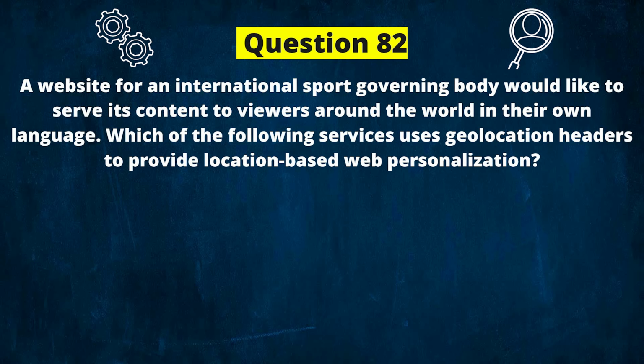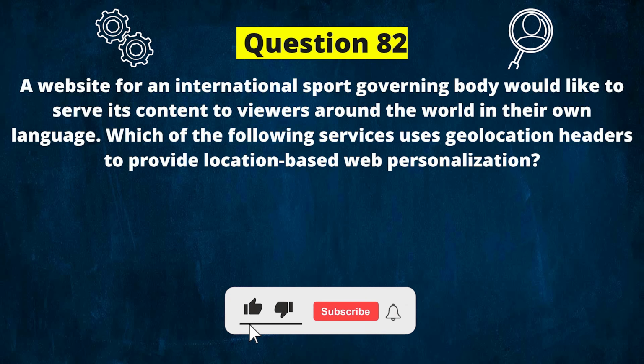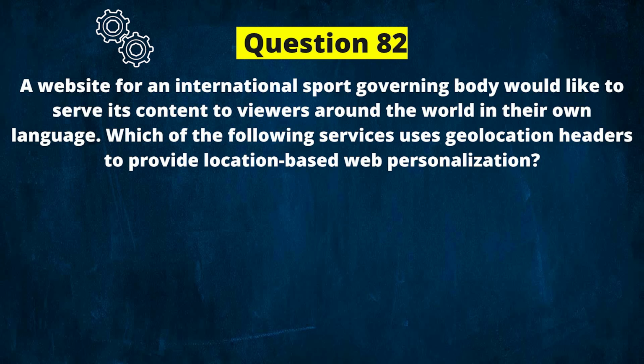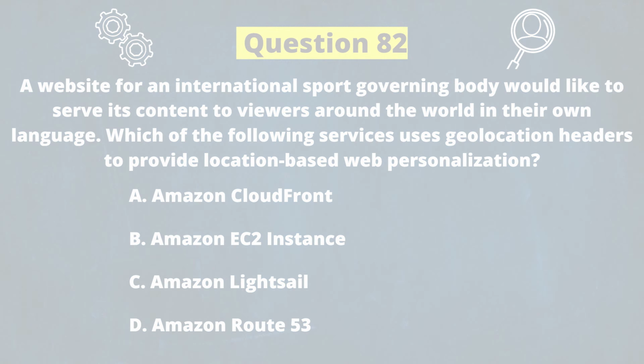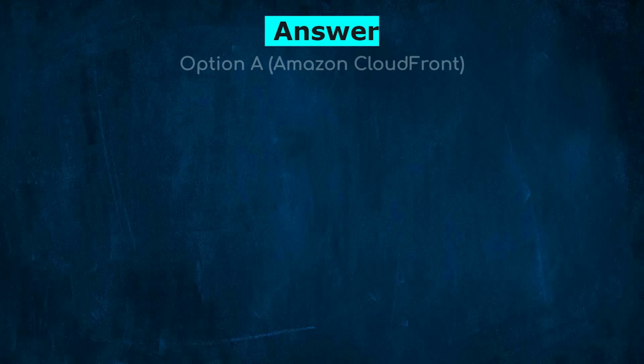A website for an international sport governing body would like to serve its content to viewers around the world in their own language. Which of the following services uses geolocation headers to provide location-based web personalization? And the options are A. Amazon CloudFront, B. Amazon EC2 instance, C. Amazon Lightsail, D. Amazon Route 53, and the correct answer is option A.